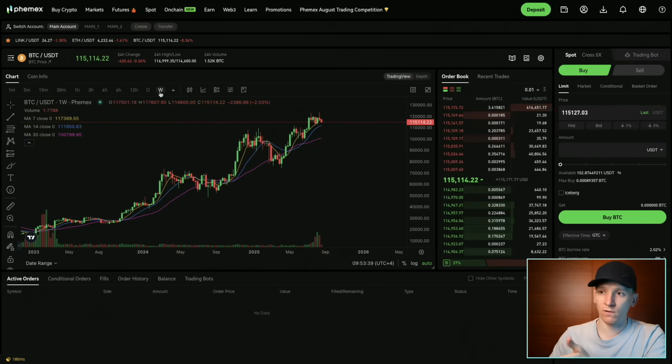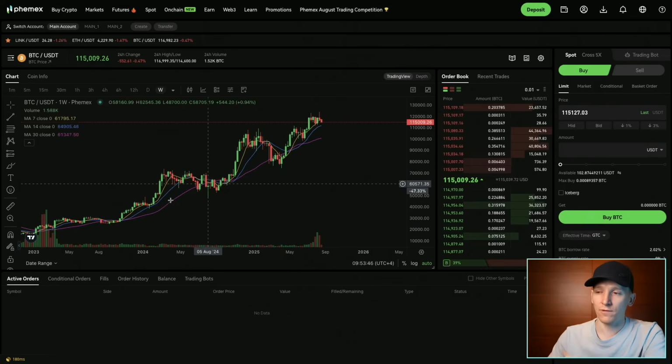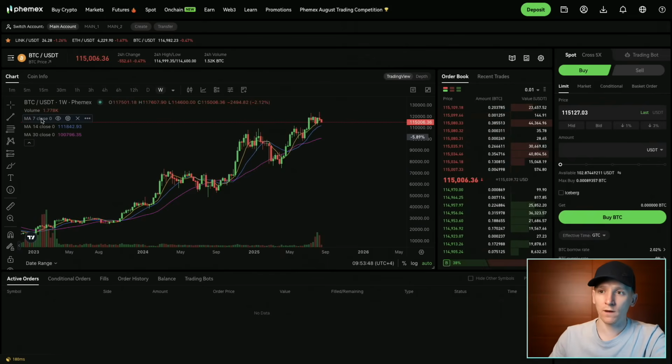14 is 14 weeks because we're looking at the week chart. 30 is 30 weeks, which is more smoothed out. So you can see that they're all pointing upwards, obviously a big uptrend for the price. And the shorter period moving averages, they're going to be following the price more closely. The longer you get, obviously they're going to be more smoothed out over time.